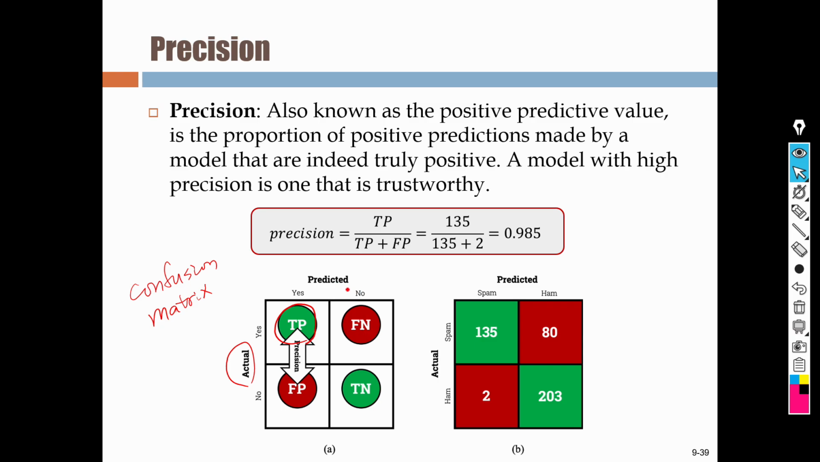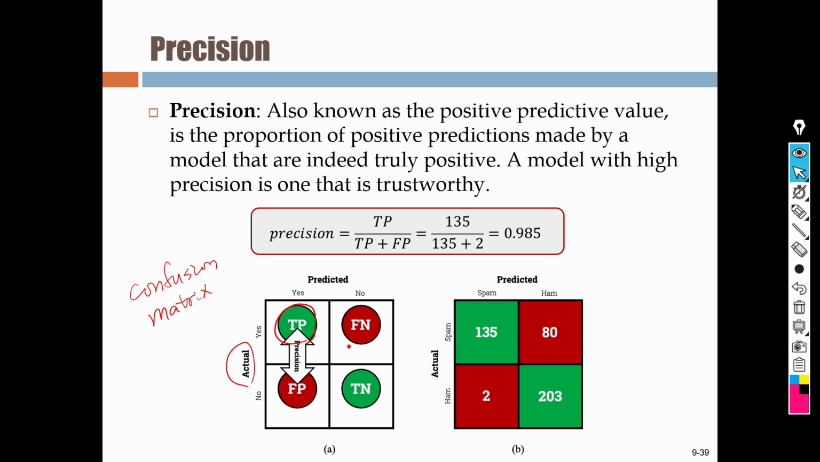So we predict it's a no, but actually it was yes. So this is a false negative. So this is a false positive because we said it's yes, but actually it was no. So it's a wrong prediction. And true negative, this is correct.